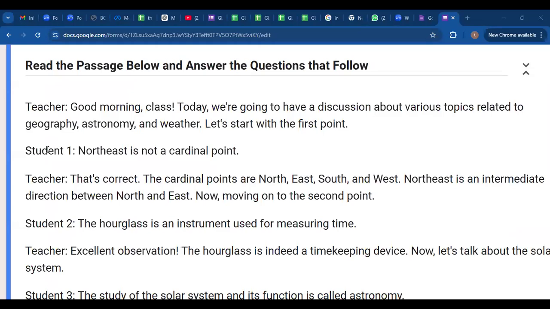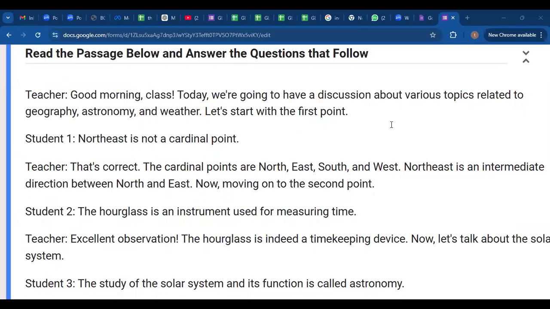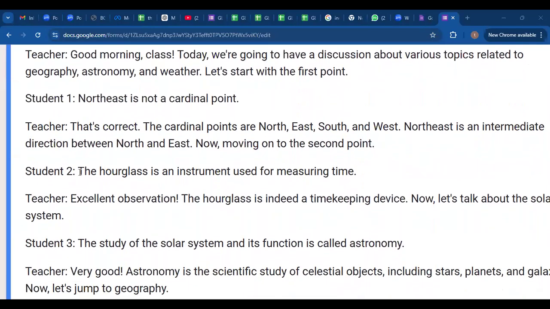Northeast is not a cardinal point. That's correct. The cardinal points are north, south, east, and west. Northeast is an intermediate direction between north and east. Now moving on to the second point. Very good. Tiffany, number 2.